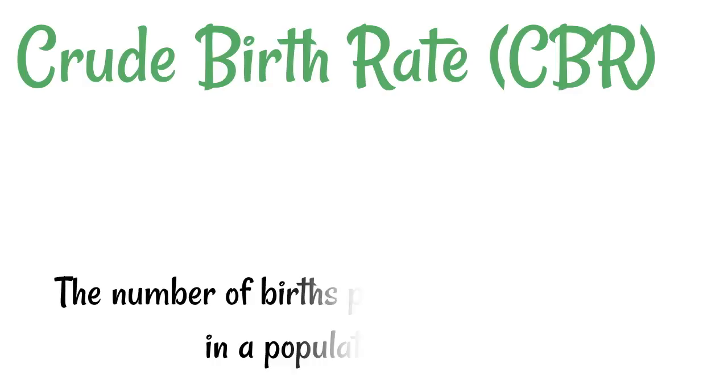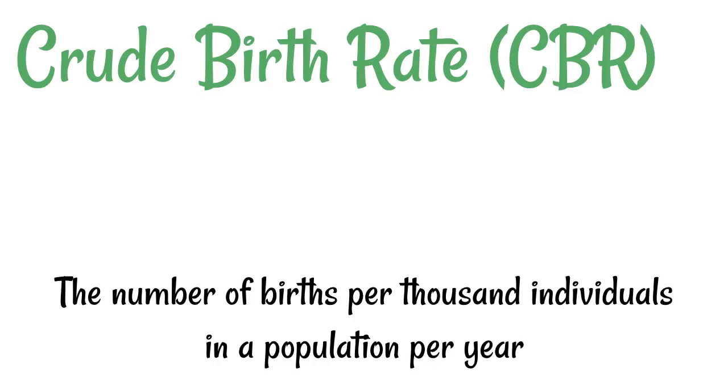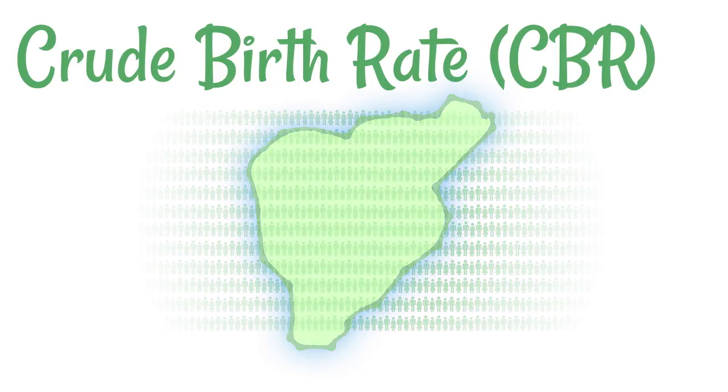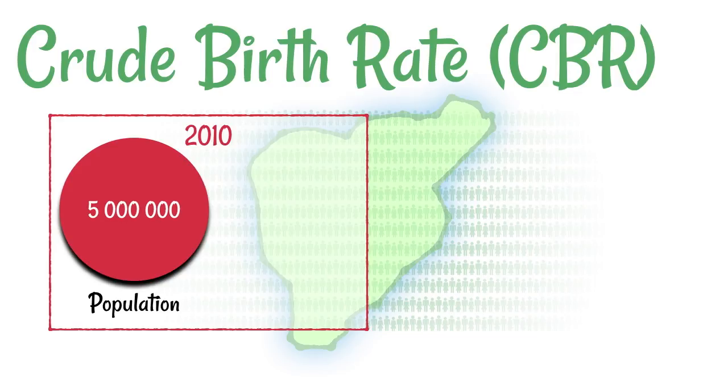Crude birth rate is just the number of births per 1,000 individuals in a population, and that's over the space of a year. Let's look at an example country here, and let's consider some data involving them. Let's say that in the year 2010, this place had a population of 5 million people. And in 2010, there were 30,000 births.